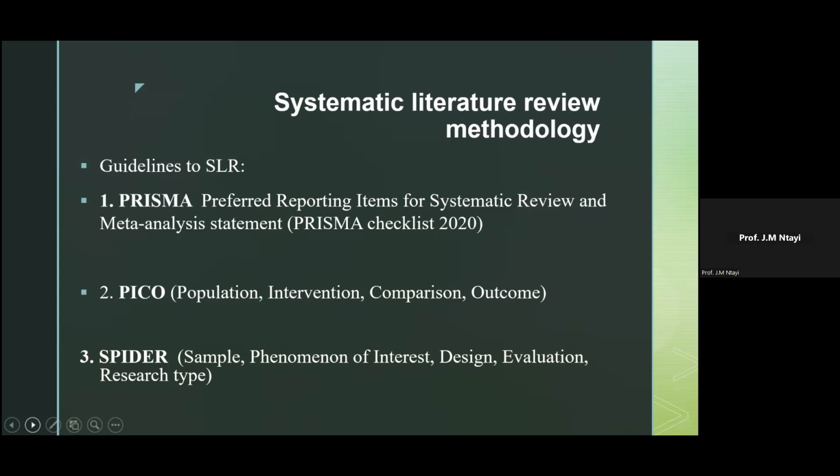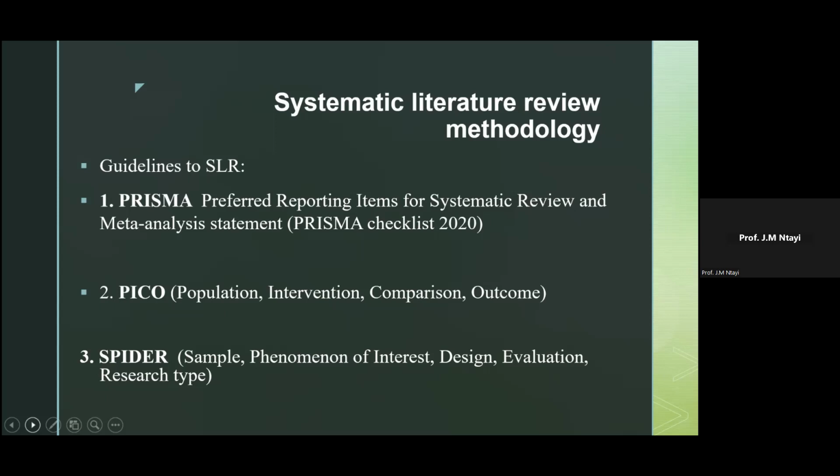They're very handy. You need to study a document called Prisma. You need to study what are the preferred reporting items that must appear in my review and in my meta-analysis.